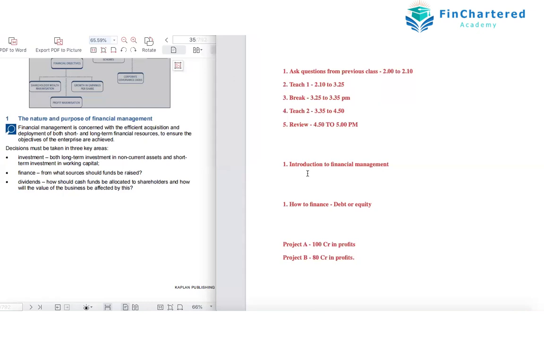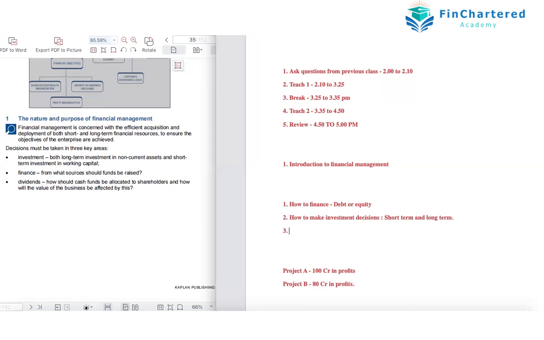A, common sense. So I will teach you which project is a better investment. Now, obviously, once we get to the sums, it's not going to be so simple. But I will be teaching you how to invest, how to make investment decisions, where to invest, both short term and long term.